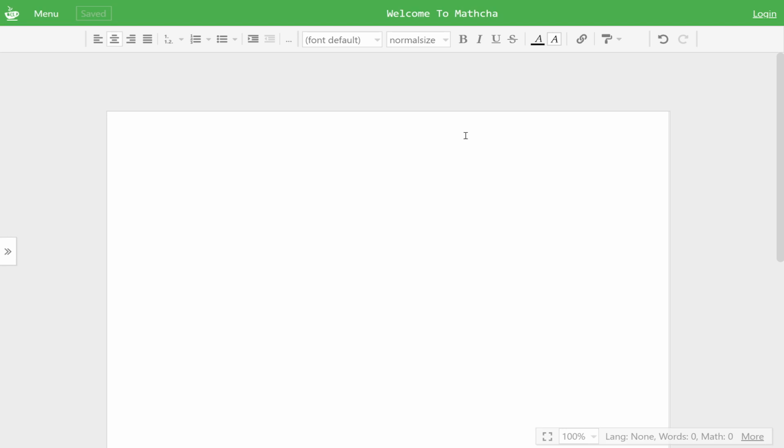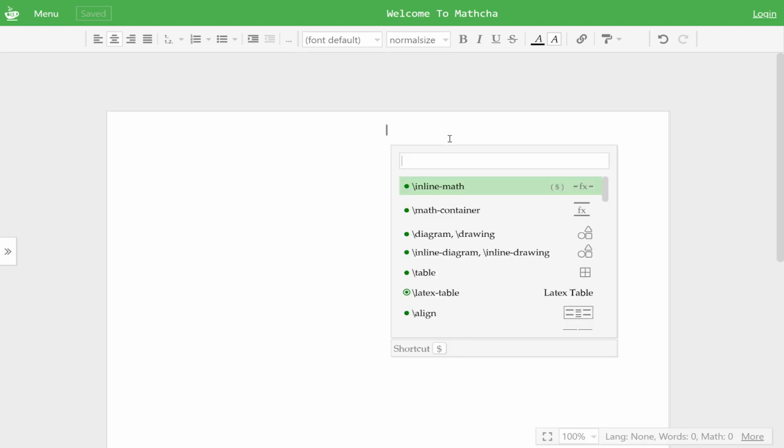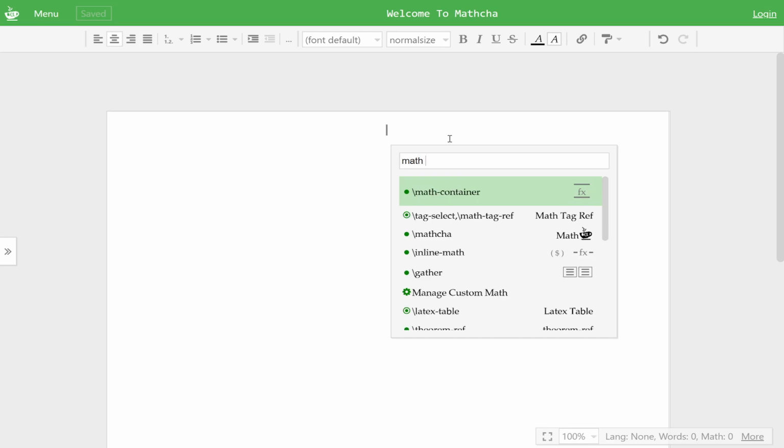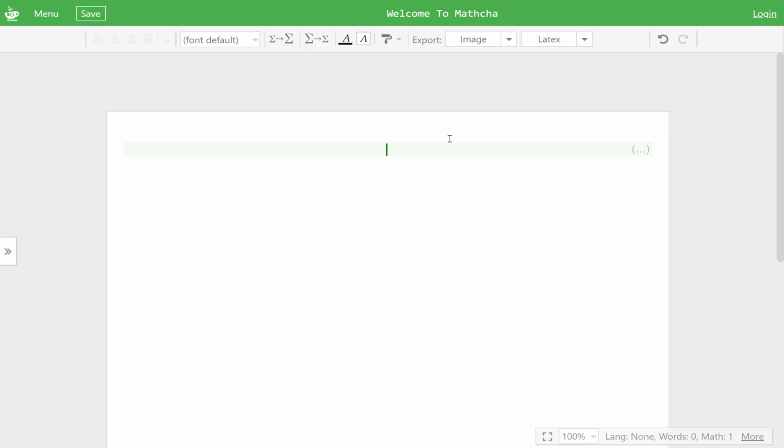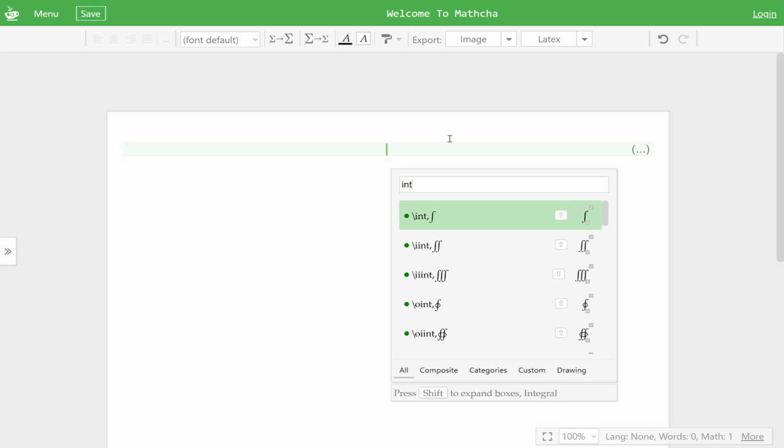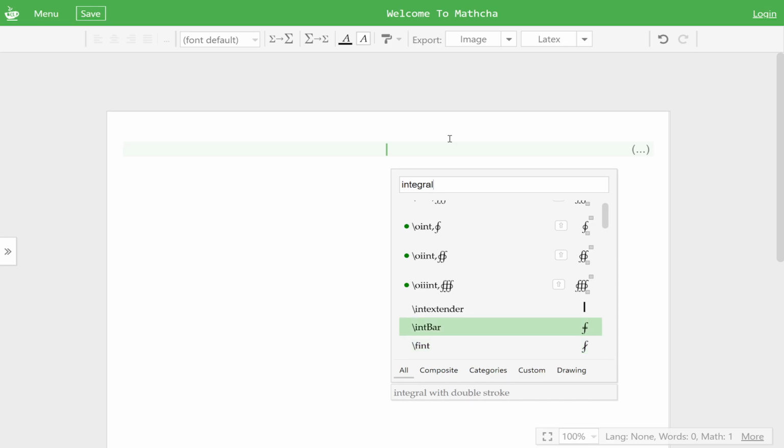We are doing some integration, calculus, and I'm right now learning calculus, so this is going to be a cool thing. I'm using a website called Mathska. I hope that's how it's pronounced. I'm going to be opening up a math container and writing up a question. This one is going to be an indefinite integral.